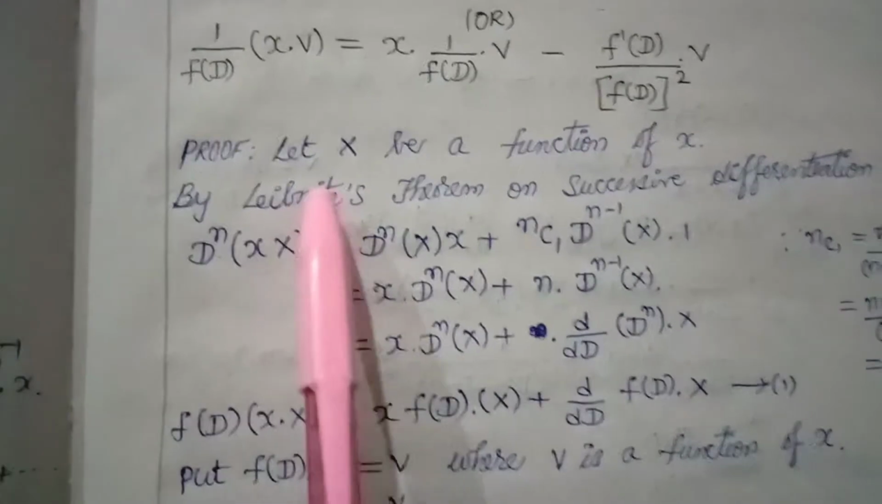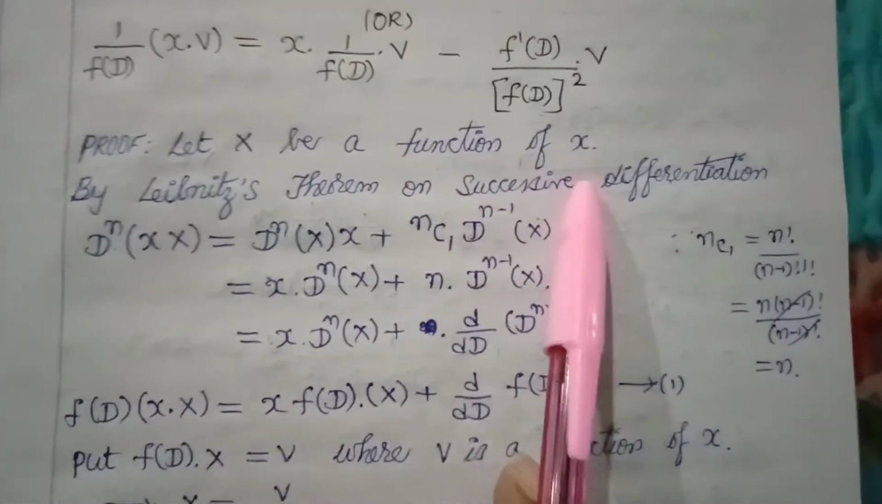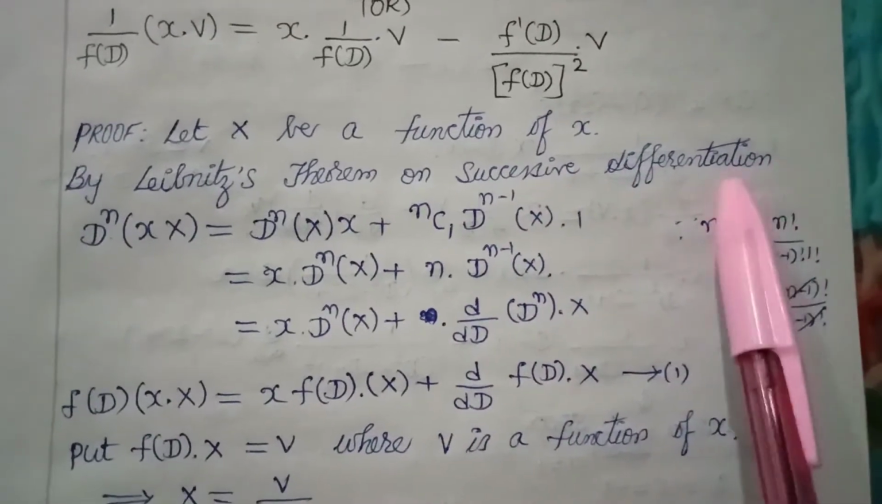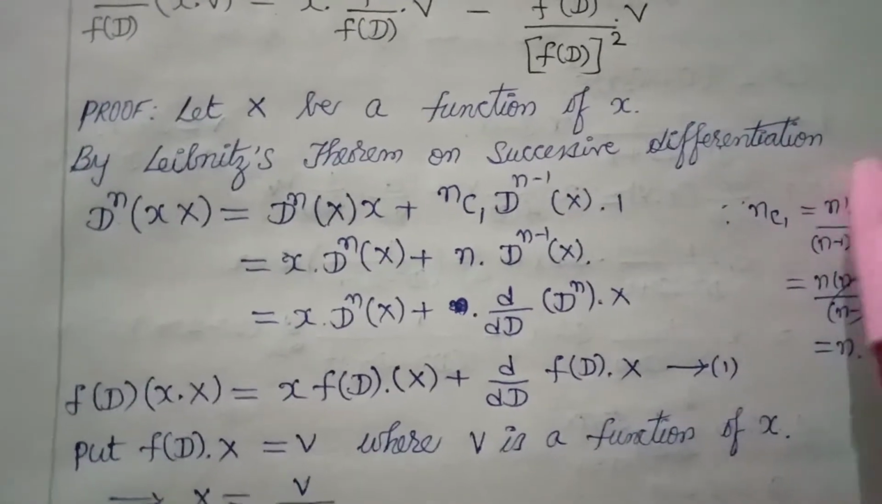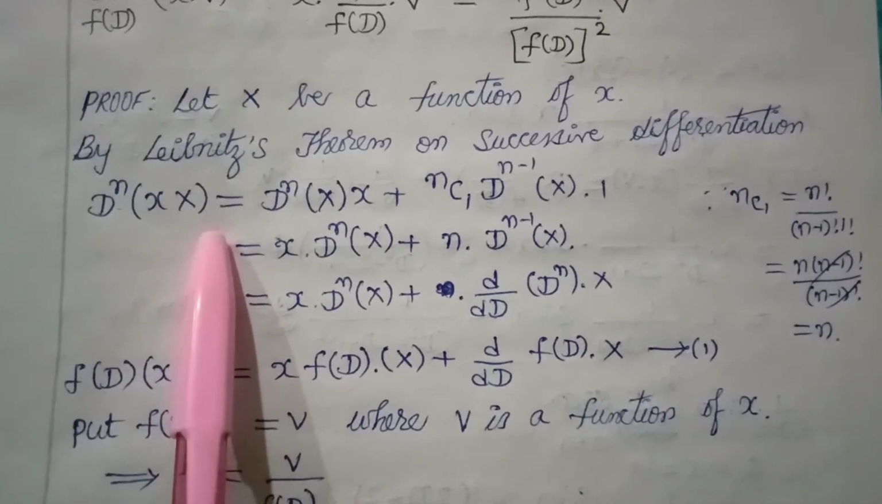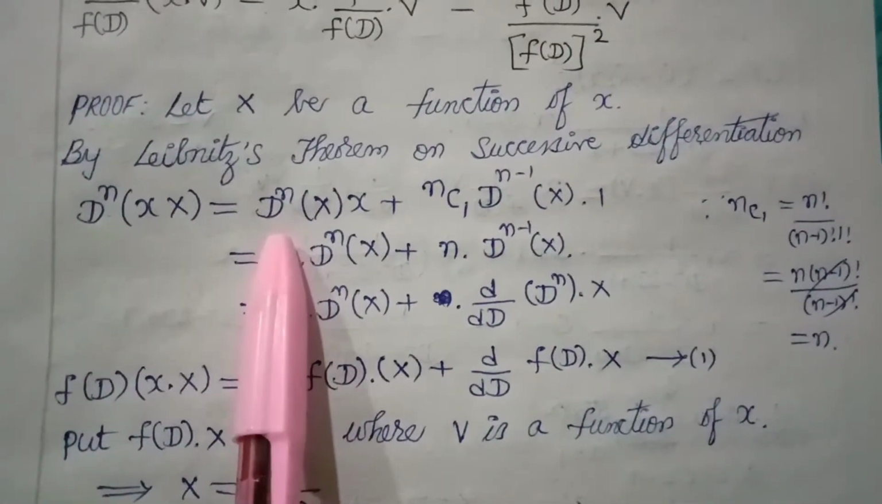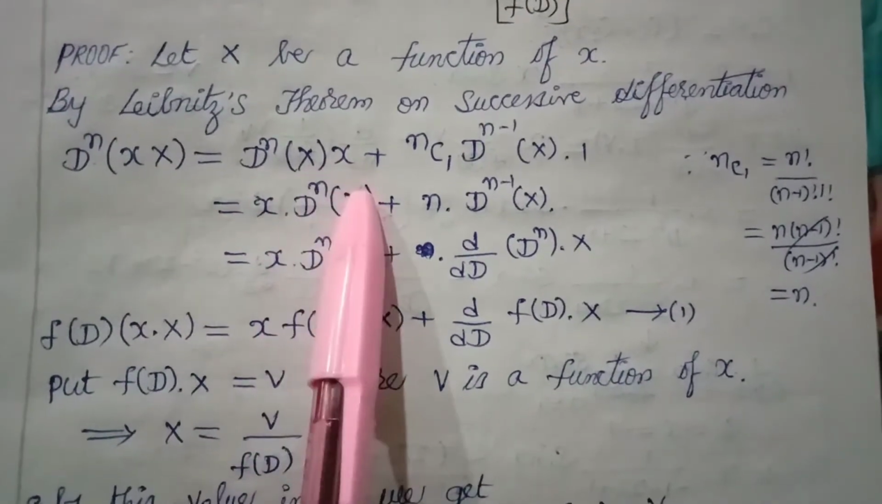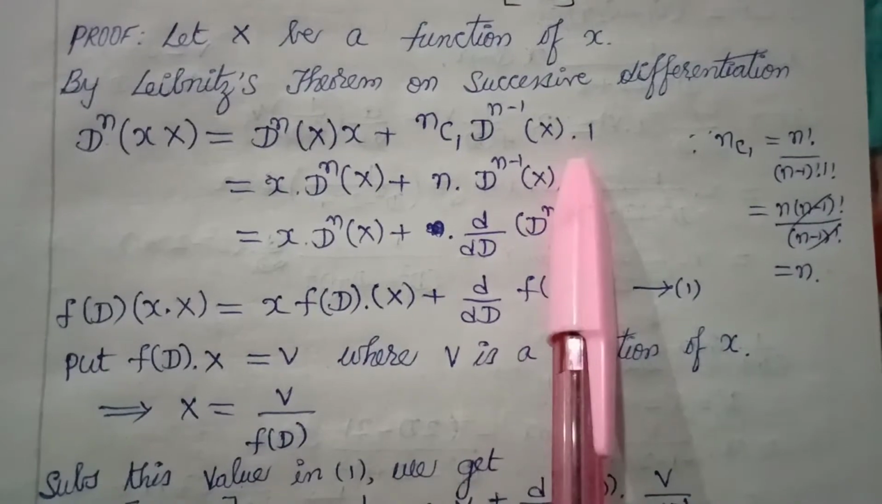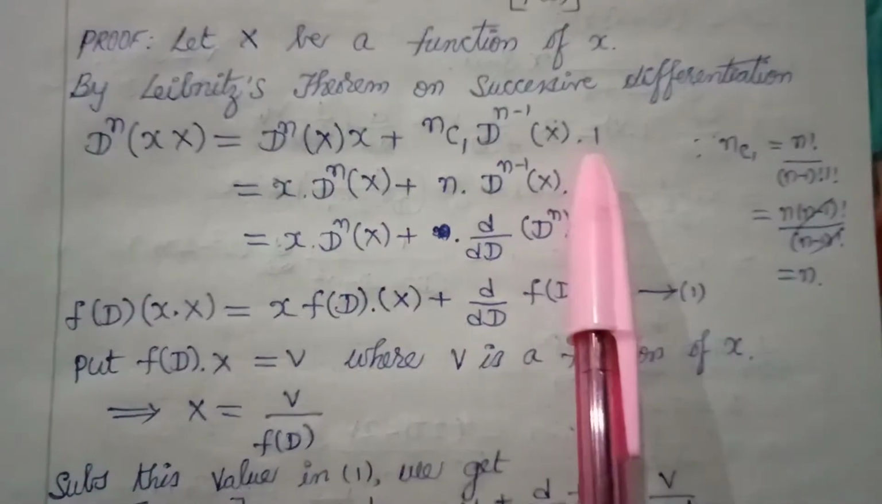Now let's prove it. Let capital X be a function of small x. We are going to use Leibniz theorem on successive differentiation. This we have already learnt in first semester BSc. So let's differentiate x into X by using Leibniz theorem for the first order. So it is nth derivative of capital X into x plus nC1 times (n minus 1)th derivative of X into differential of x, which is 1.